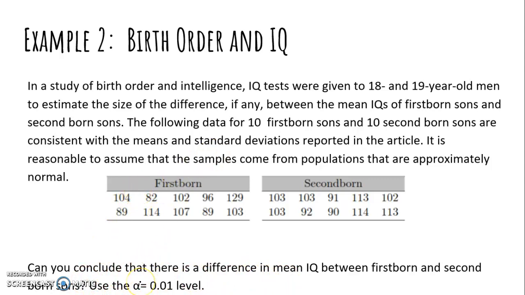So first, let me just state, this is a two-sample t-test because you're testing two populations and you're comparing their means. But the difference between the last example and this one is they gave us raw data. Make sure you're going to put this in L1 for firstborn son, you're going to put secondborn son into L2, and then you're going to run a two-sample t-test on data. So pause the video and come back, and I will have this worked out for you.